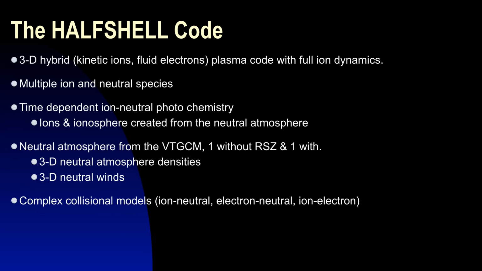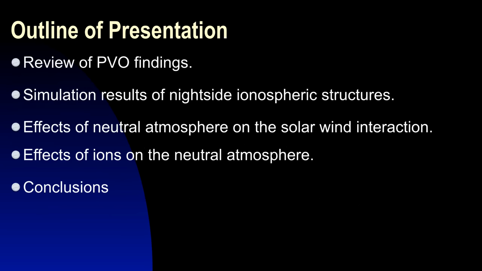The neutral atmosphere we use comes from the Venus Thermosphere General Circulation Model, and we use two different results, one without the upper atmosphere superrotation and one with. From the VTGCM, we take the neutral atmospheric densities and the winds and use them in the hybrid code. The code also contains several complex collisional models, so we can model energy and momentum transfer between the ions and the neutrals.